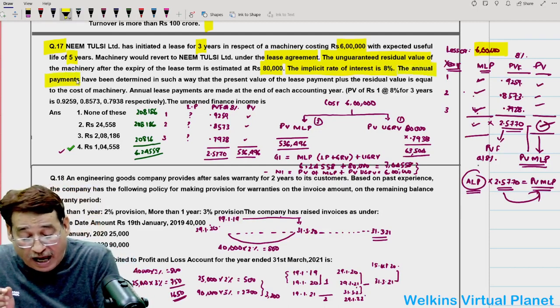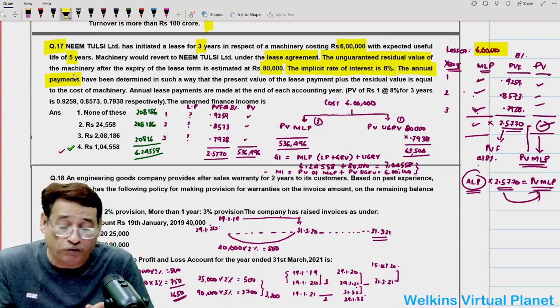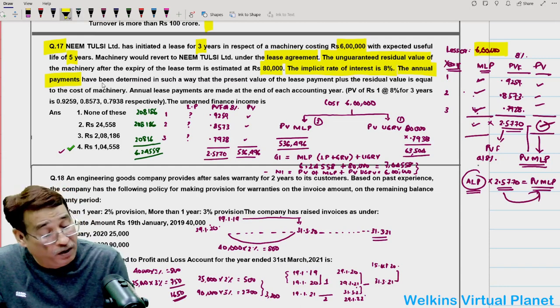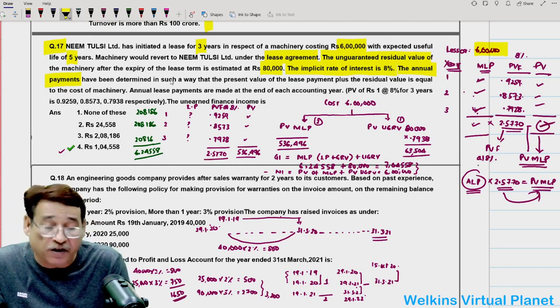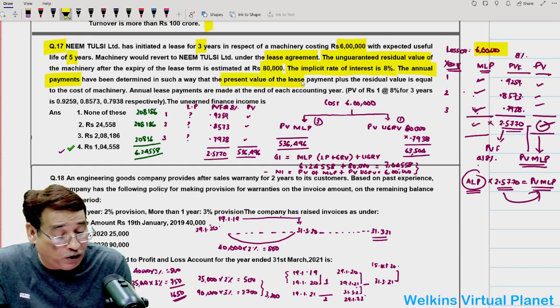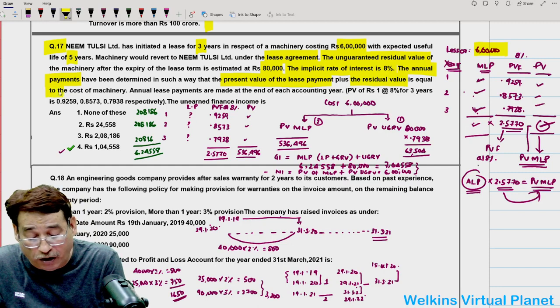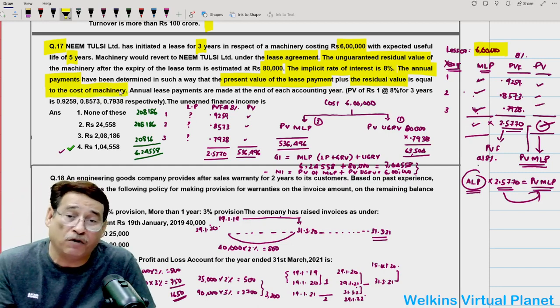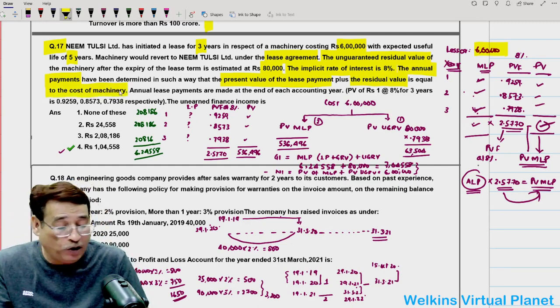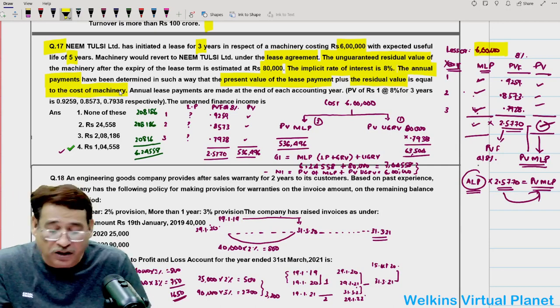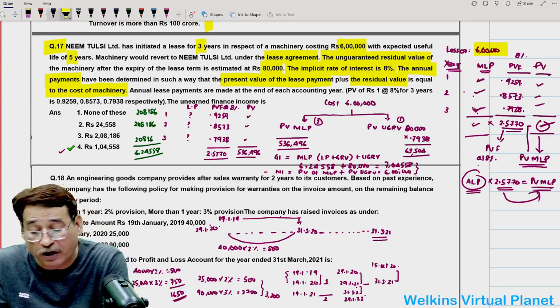Now the main point: annual payments, and we haven't been given annual payments. So many questions I have done under AS 19 are of such nature. The annual payments have been determined in such a way that the present value of minimum lease payment plus the present value of unguaranteed residual value is equal to the cost of the machinery. This line will help you in solving the question.